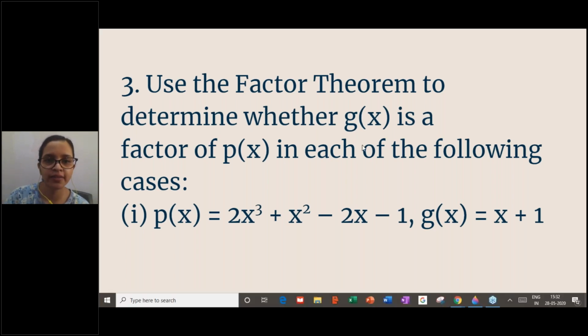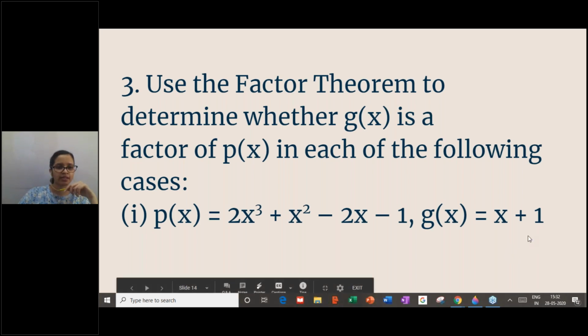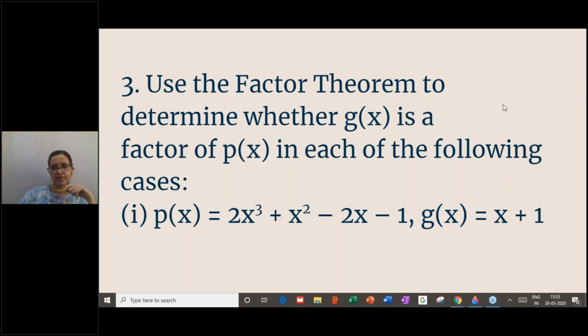So use the factor theorem to determine whether g of x is a factor of p of x in each of the following cases. P of x is 2x cubed plus x squared minus 2x minus 1, and g of x is x plus 1. So what will you do? For it to be a factor, the remainder must be 0, right? Same procedure as the remainder theorem. Find the 0 of g of x. It will be nothing but x equals minus 1. Substitute it in p of x and you should get the value as 0. That's it. Yes, it is a factor.